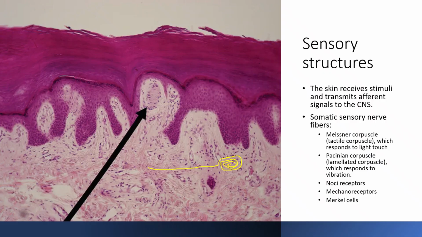If I'm just typing on a keyboard or moving a computer mouse around, those are all light touch. There's also Pacinian corpuscles, which are a little bit deeper in the sensory structure layers, and those are going to respond more to vibration. We also have temperature, so hot and cold. So a lot of different things go on when we are taking in information through our skin.